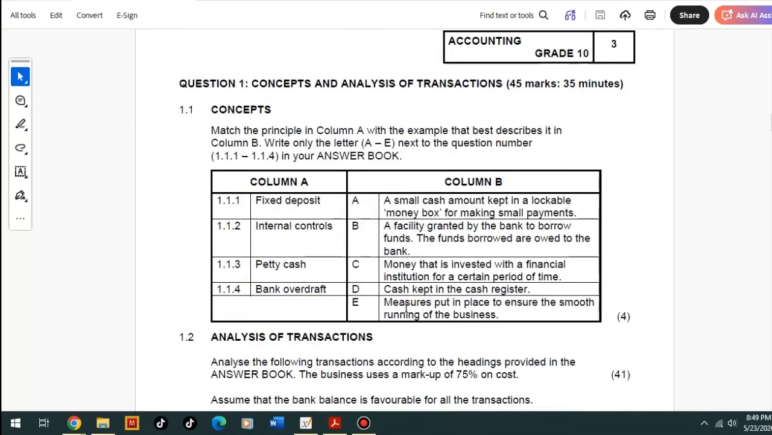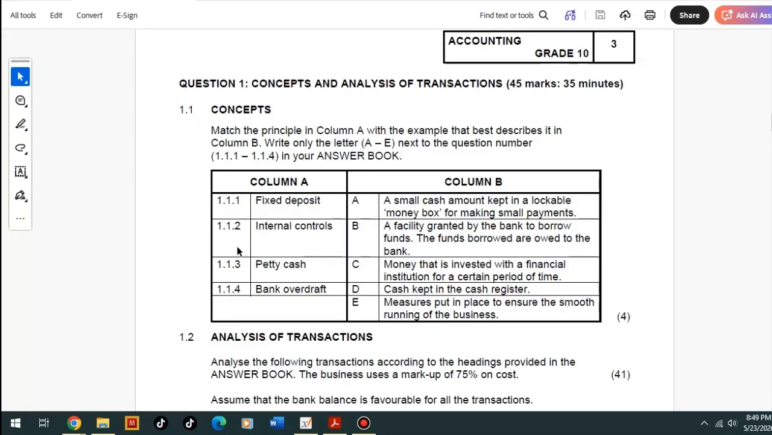Let's go through the question paper. Let's start with the concepts and analysis of transactions. This is a fairly simple question where you are required to match the concept in column A and the description that is in column B. So let's go through the question.